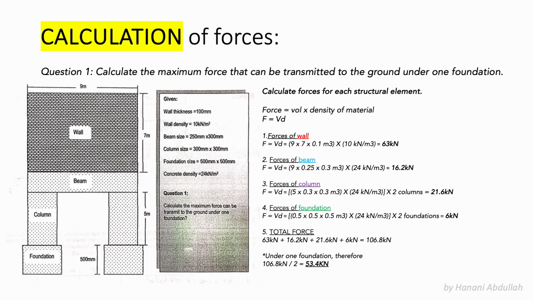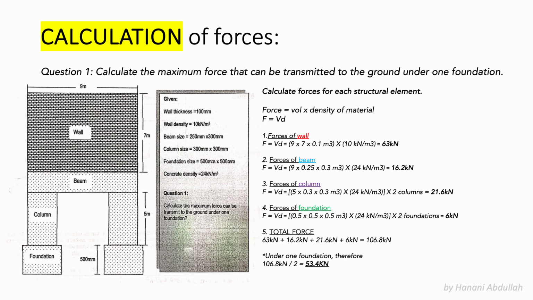Alright, calculation 1. Let's go through the steps for solving this calculation. The question is calculate the maximum force that can be transmitted to the ground under one foundation. So, soalan ni nak kita kira maximum force yang boleh disalurkan ke tanah melalui satu foundation sahaja. So, to get the answer, kita kena kira force yang datang dari setiap structural element dalam bangunan ni. Kita ada wall, beam, column dan foundation. Dan kemudian baru total up semua force untuk satu foundation.